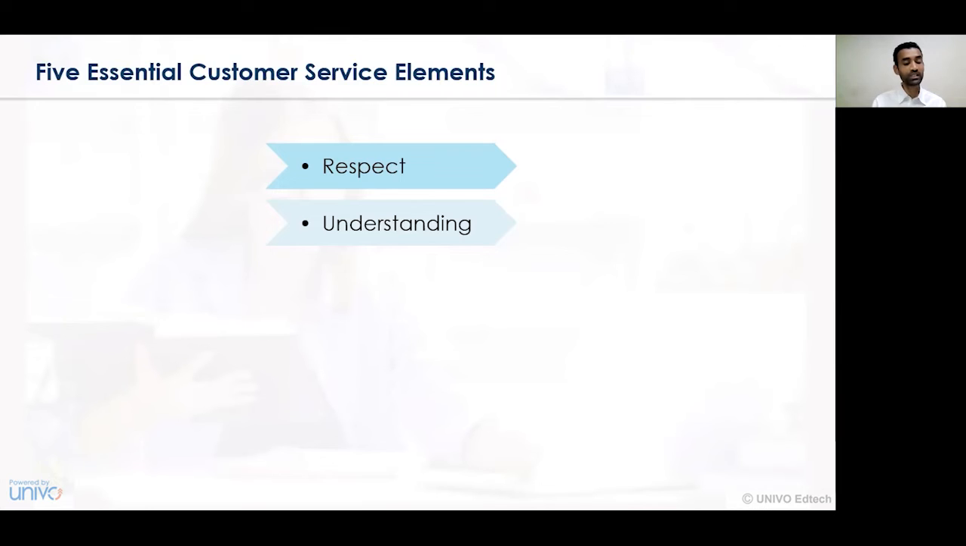The third element is listening. We must effectively listen to the customers: what are their problems, what are their doubts, and how those problems or issues can be addressed. For this, patient and effective listening is essentially required.